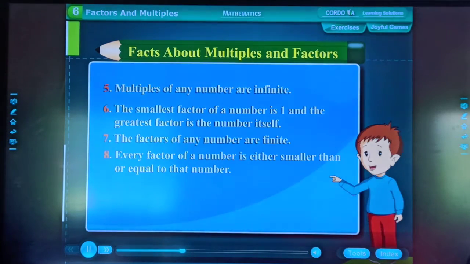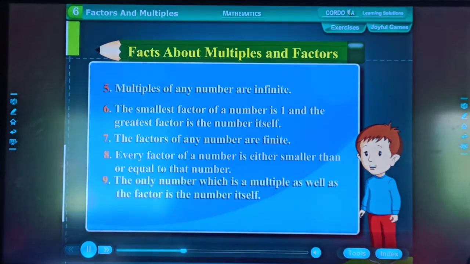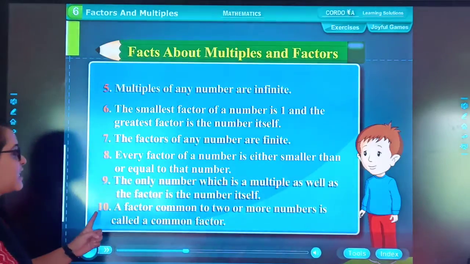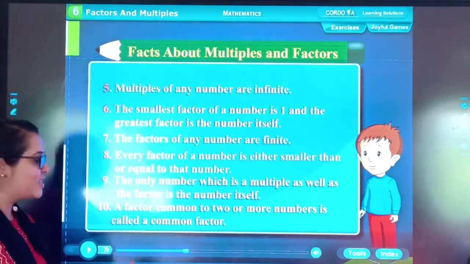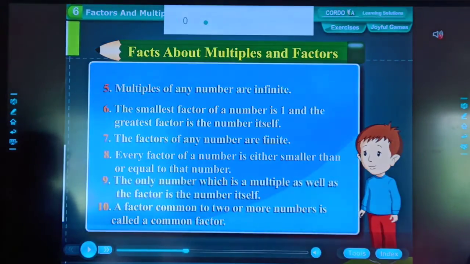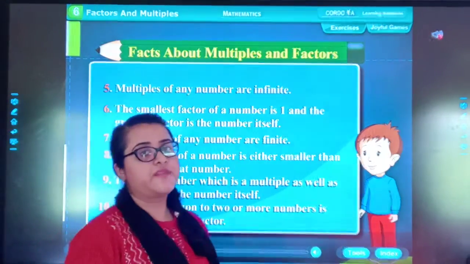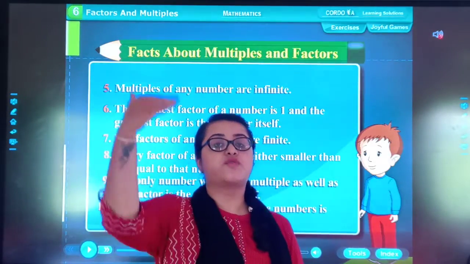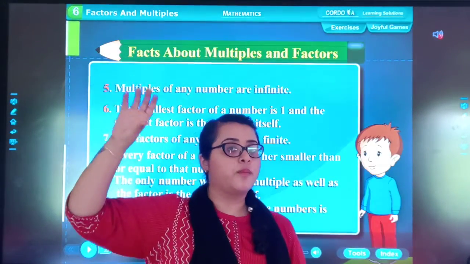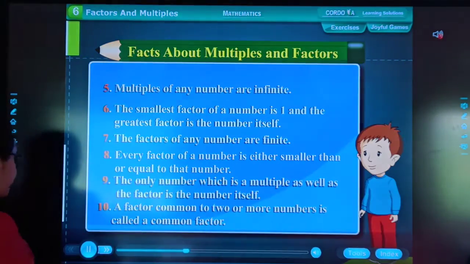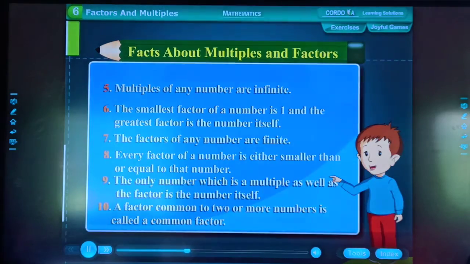Every multiple is more than or equal to that number. The only number which is a multiple as well as a factor is the number itself. Okay students. A factor common to 2 or more numbers is known as a common factor. For example, if you are supposed to calculate the factors of 2 and 4, then the factors that are common to both will be known as common factors.